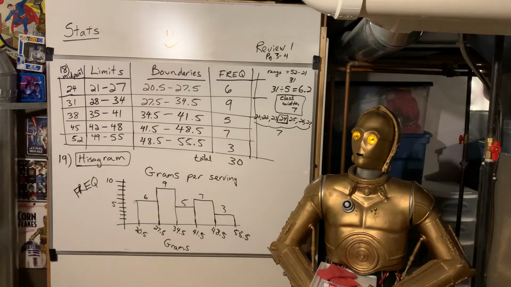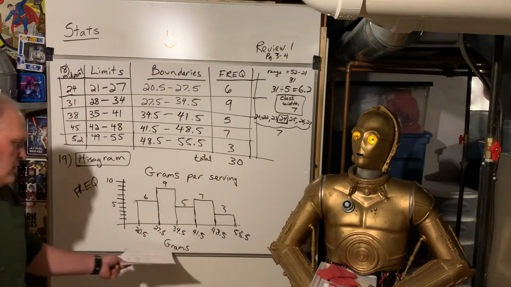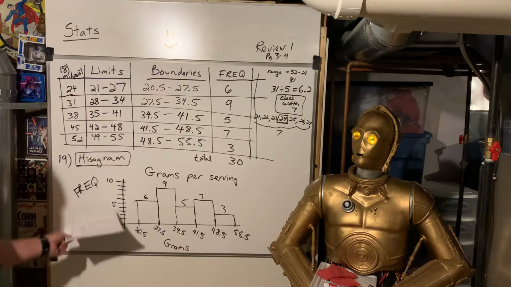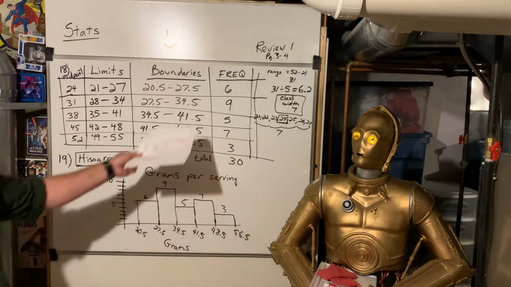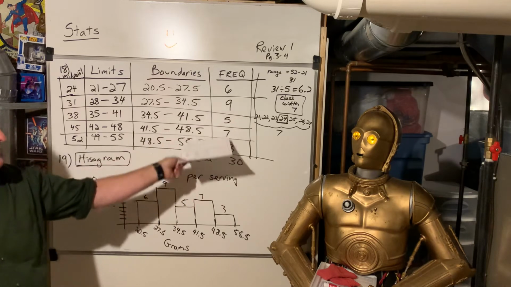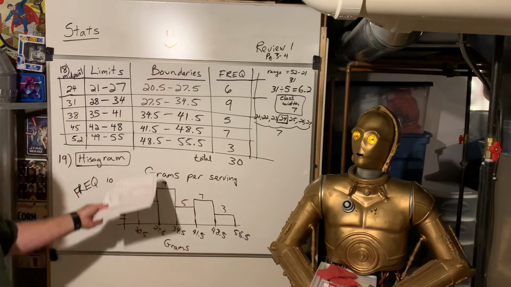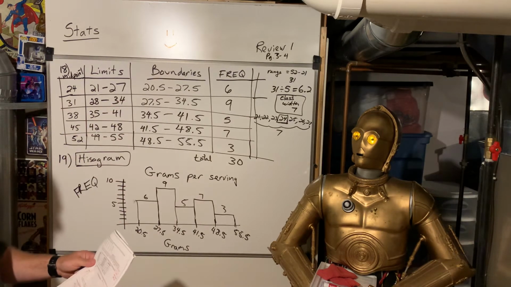And there it is. So, a couple of things with histograms. Make sure you put the labels and the title. Make sure you number. The number on the left side is always frequency, and that's got to be as high as the highest frequency. And then the numbers across the bottom are always the boundaries. Always the boundaries. All right?